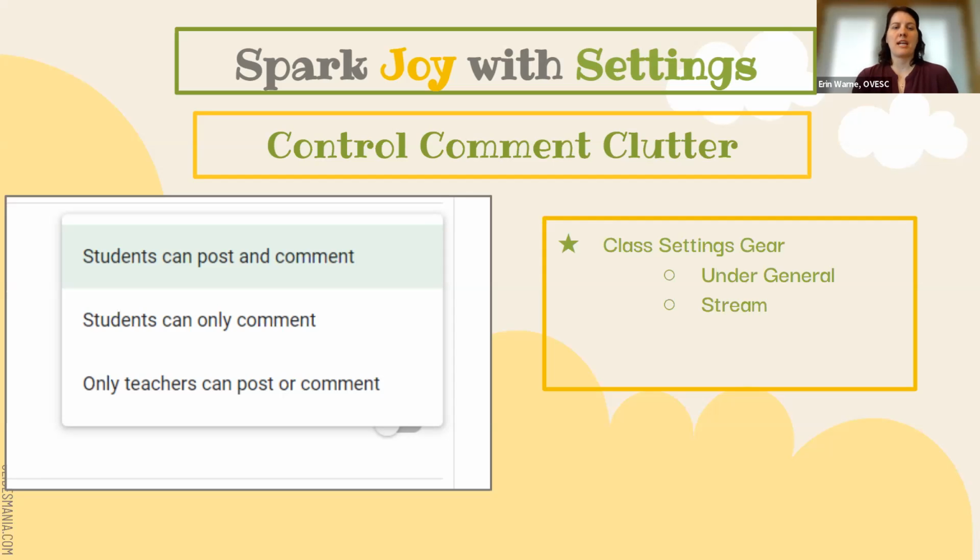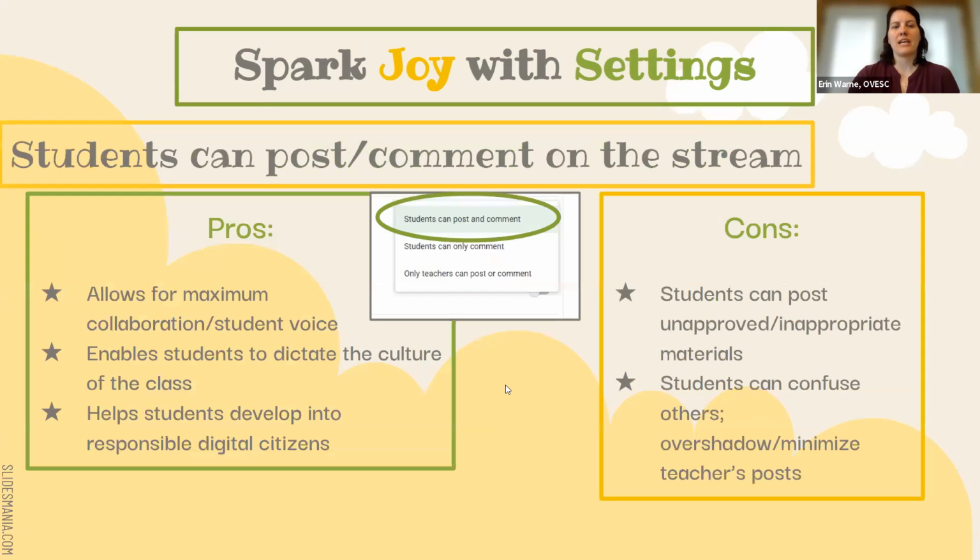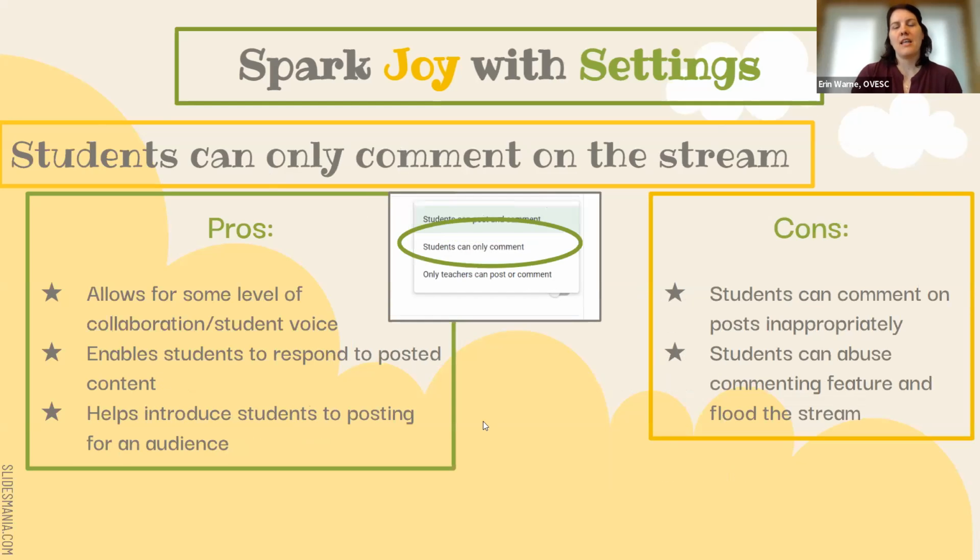Now, when we're talking about comments and students commenting, you can have the students post and comment on the stream. You can have that they can only comment, or you can say that the teacher can only post or comment. So again, there's pros and cons to each one. If the students can post and comment, this allows for maximum collaboration. It's enabling the students to dictate the culture of the class. But again, students, kids are kids, and they can say silly things or inappropriate things or post things that aren't even true. And then you are down a rabbit hole of crazy. So again, you know your students and you know what they can handle. If students can only comment, they're commenting on things, which does allow for some collaboration.